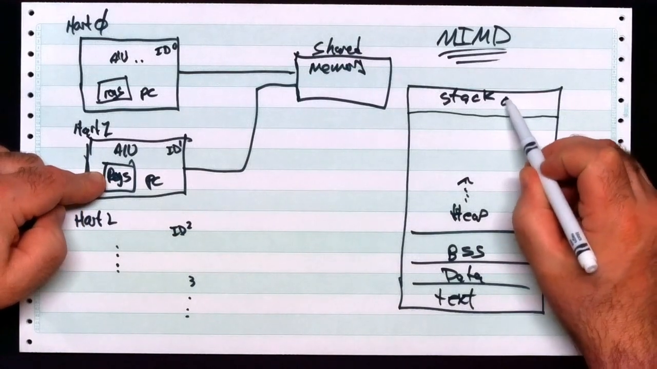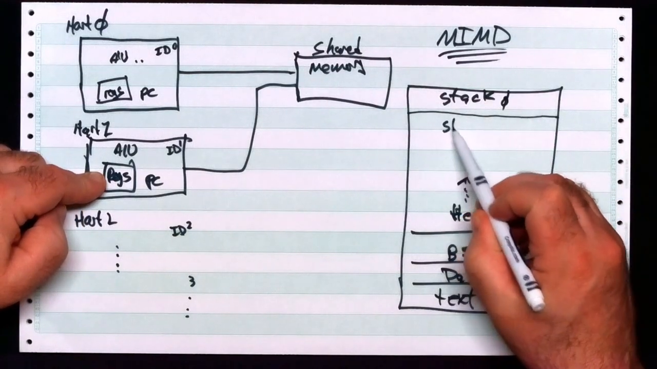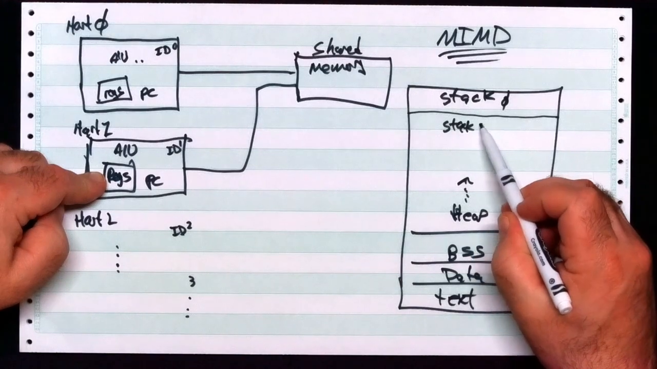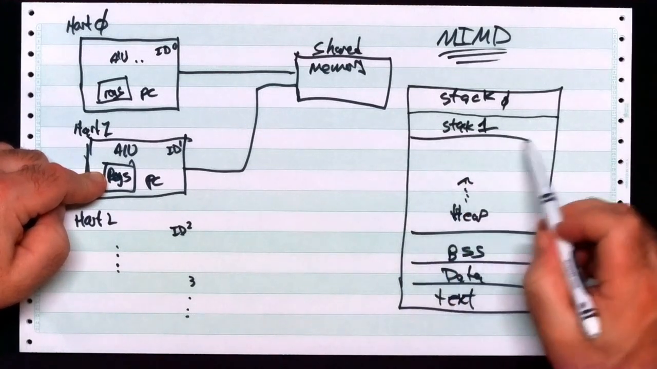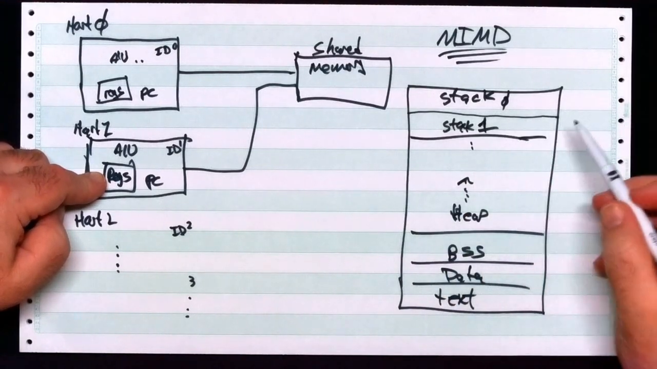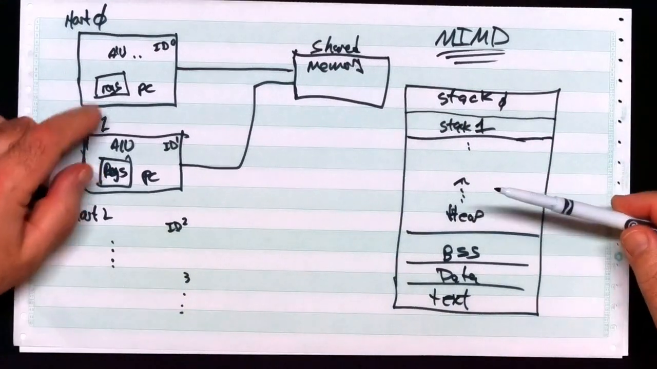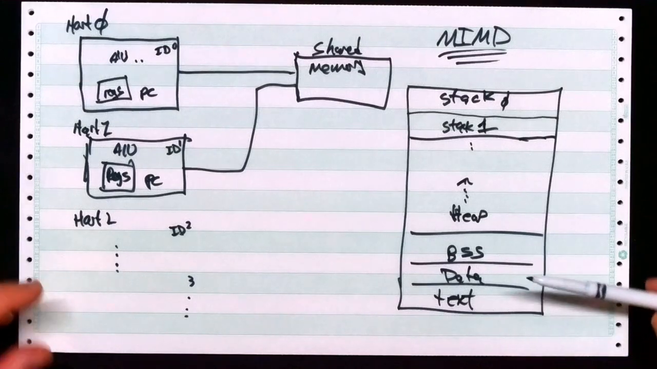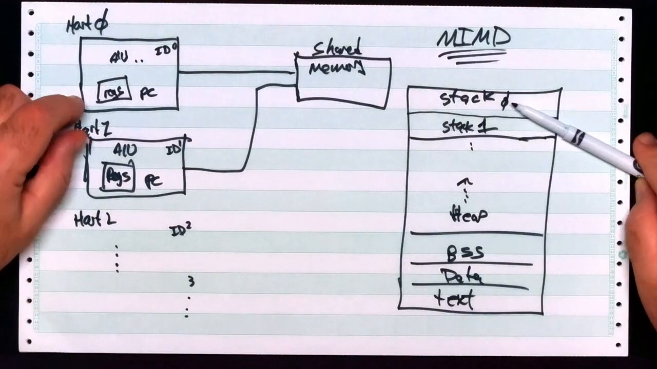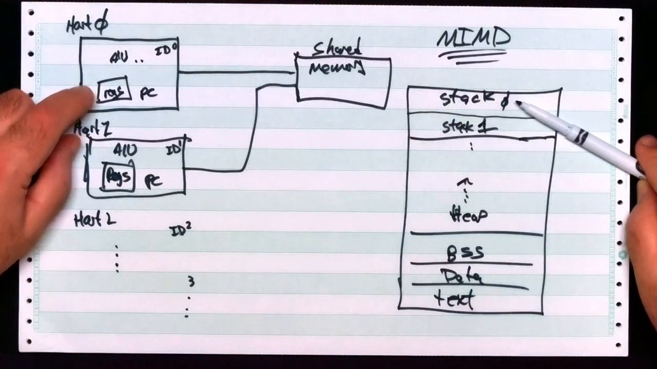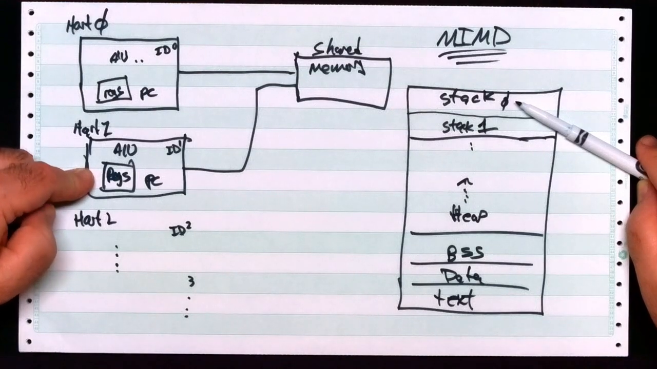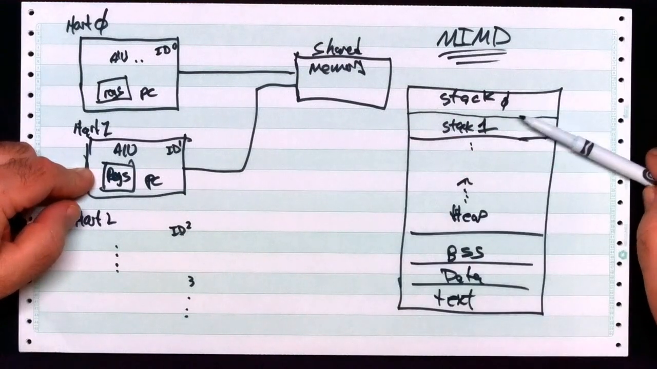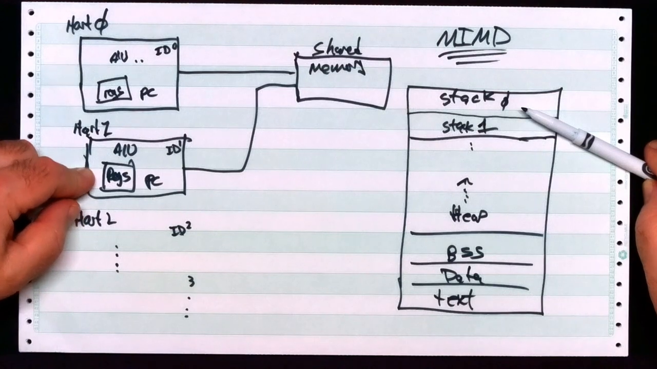So we're going to need a stack for hart zero, and we're going to need another stack for hart number one, and so on, all right? If you think about it, if this hart here is executing a bunch of code and calling subroutines, what is it doing? It's putting activation records in its stack. Well, if this one is doing the same thing at the same time, you can't put all that stuff randomly in one big stack. It just won't work.